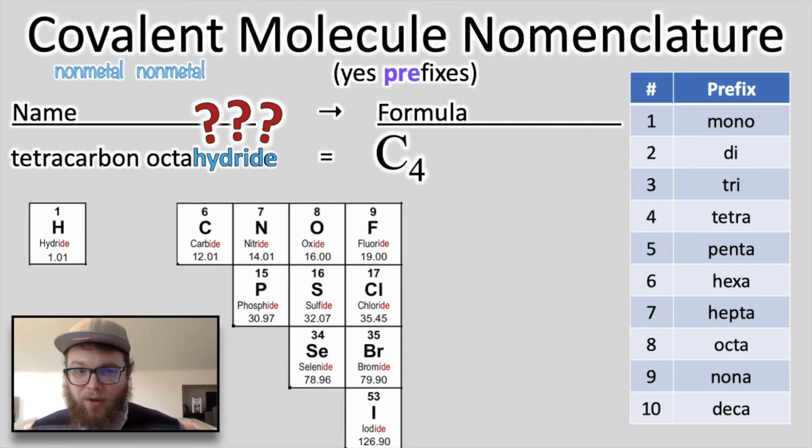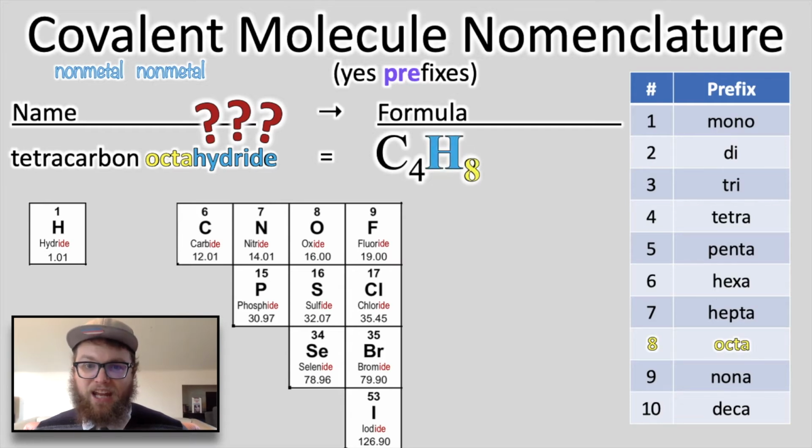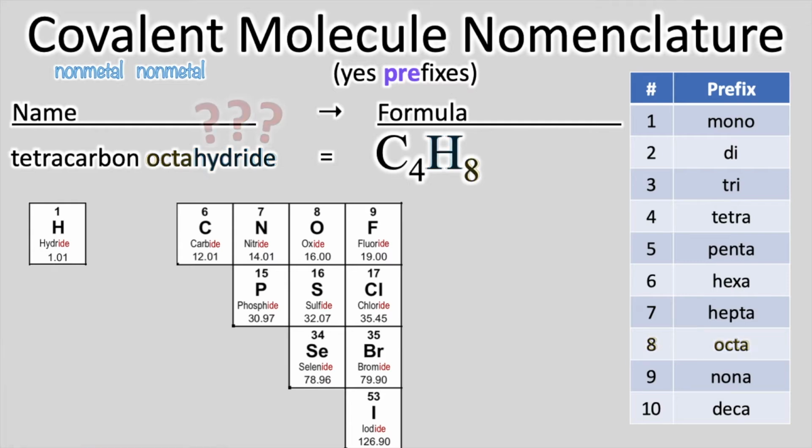You may have also noticed that these are all nonmetals. The IDE suffix is just for nonmetals in the second word of covalent molecules or ionic compounds. So if I have octahydride, octa means 8, hydride refers to hydrogen, so we use the symbol H8. That is tetracarbon octahydride.